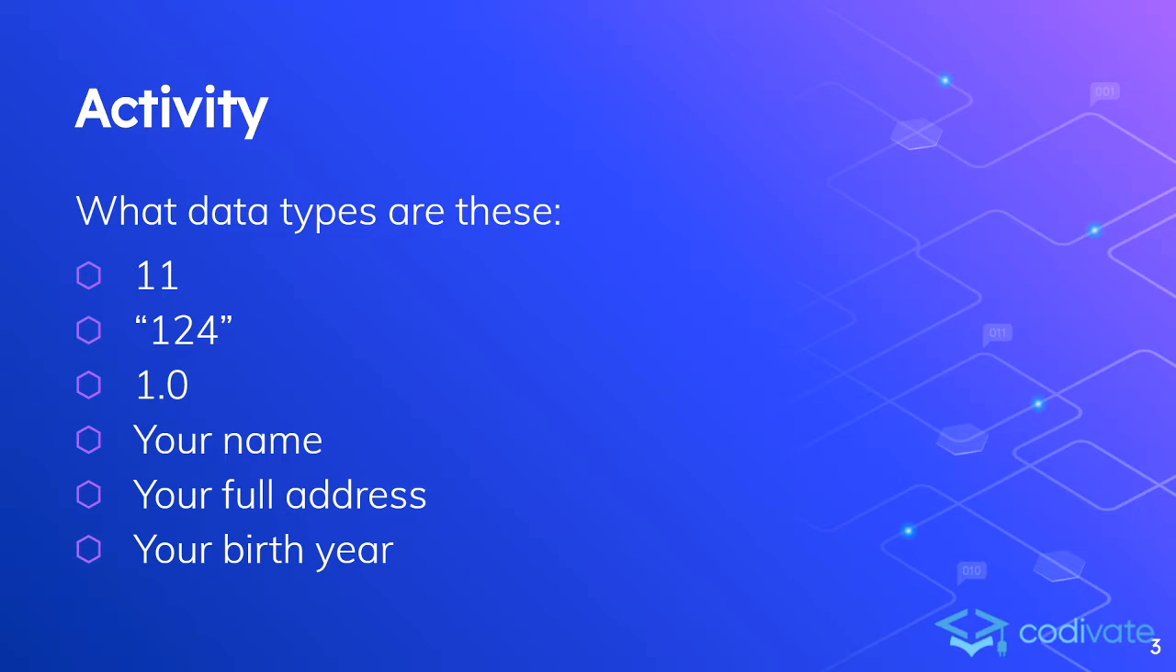Okay, assuming you've paused the video and taken a look at these problems, let's answer them. Number 1, 11 is an integer because it doesn't have any decimals and it has no quotes around it. 124, in this case, is a string because it has quotes around it. The third one is a decimal because it has a decimal point. The fourth one is going to be a string because text is always contained inside a string. Your full address is once again a string. Your birth year is an integer because your year of birth does not have a decimal point and it can be stored as a number. Therefore, it can be an integer.